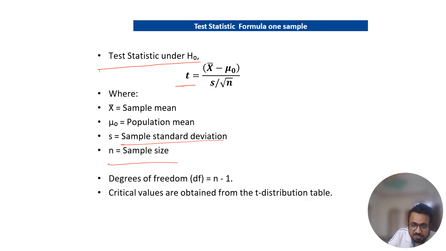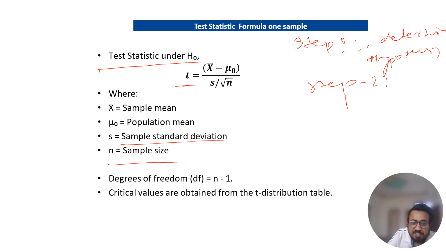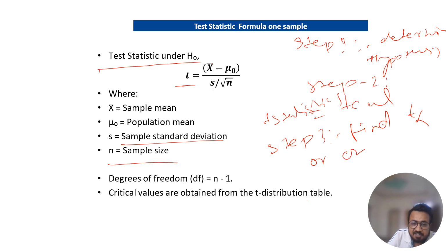Later we will also present the t distribution table. In step 1 we will determine the hypothesis. In step 2 we will find the t calculative value, or you can say the t statistics. Then in step 3 we will find t alpha, or you can say the critical value of t, from the t distribution table.